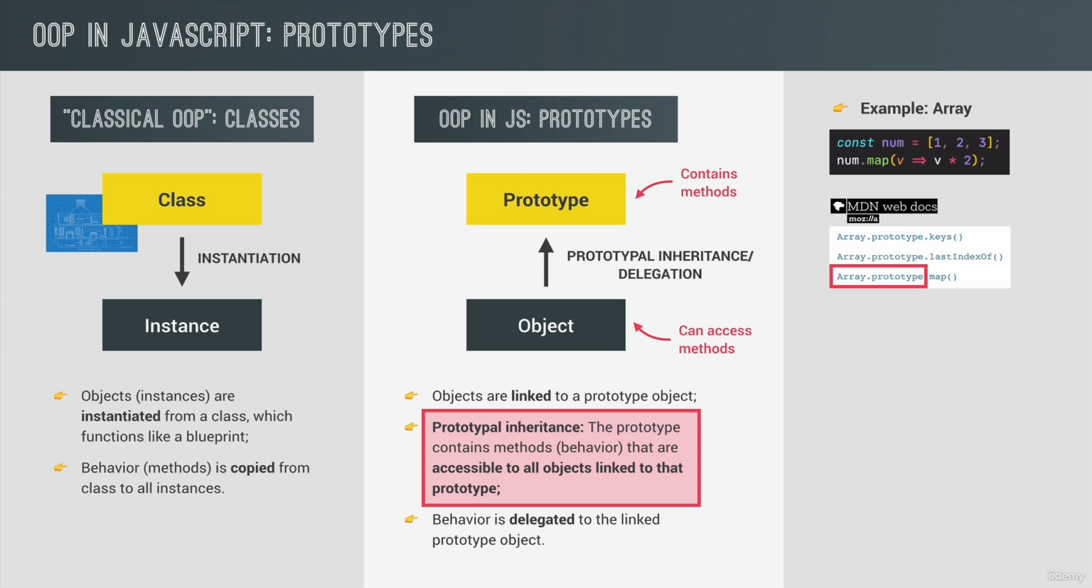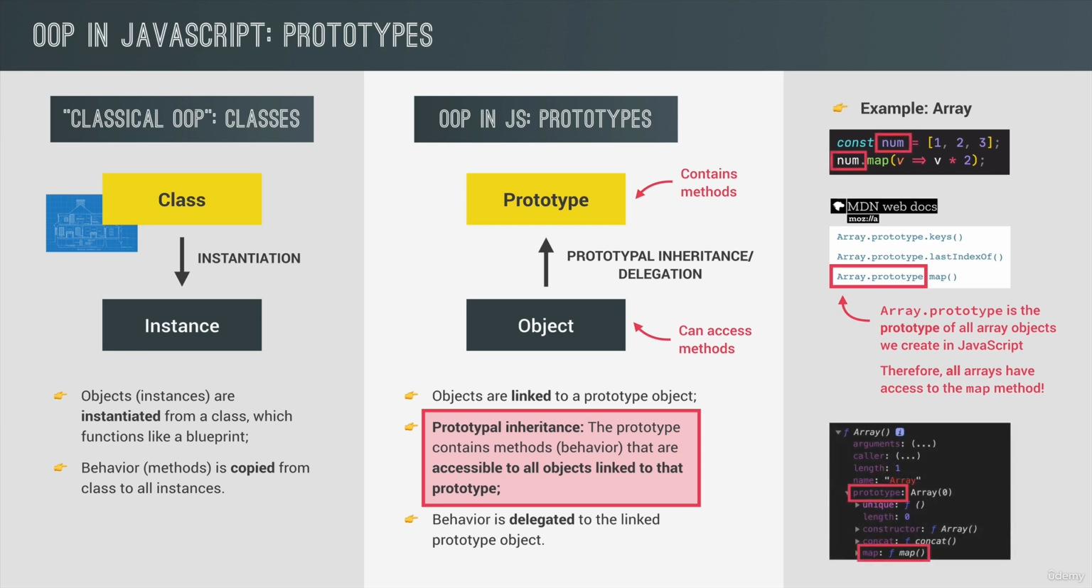Well, array.prototype is the prototype object of all the arrays that we create in JavaScript, just like this example array called num here. This prototype object contains all the array methods, including map. So this is where they are actually defined. Since array.prototype is the prototype of the num array, it means that num is linked to that prototype, and therefore it has access to all the methods that are defined on the array.prototype object, just like the map method. So in a sense, our array inherits the map method.